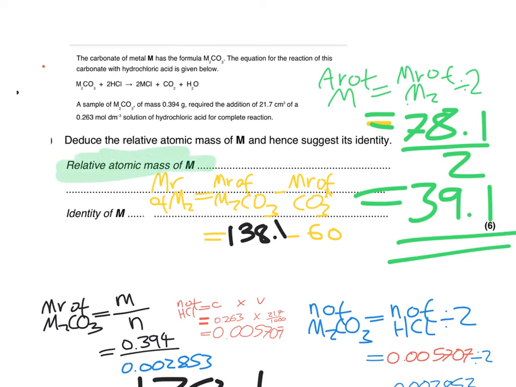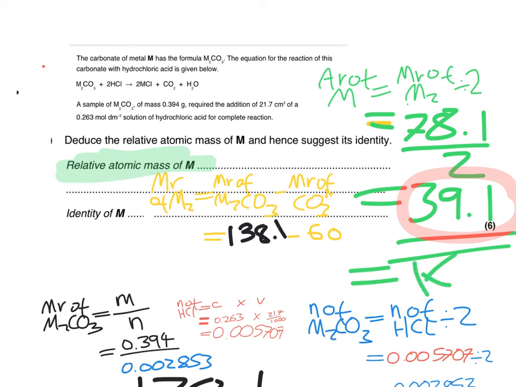Okay, and then we use the periodic table. We look at what element has a close relative atomic mass. It might not be exactly the same, because remember this is an experiment, and the periodic table is really accurate. But whatever is close to that, and the element which is close to it is potassium. So we look at it, that must be potassium.